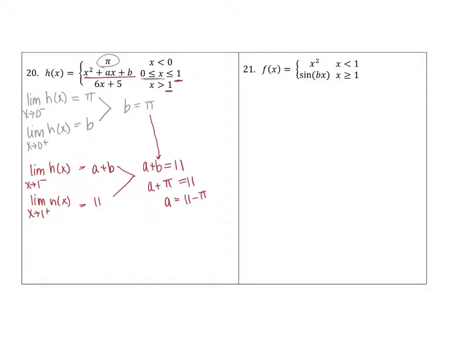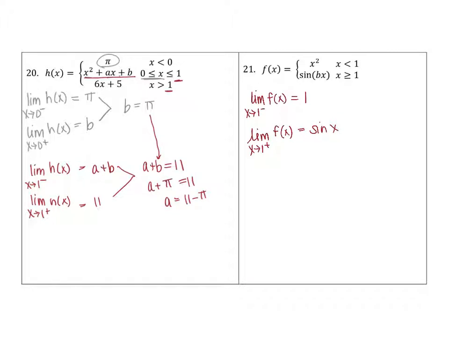Okay, number 21. Same idea again. We're going to look at our limit from the left and right. So I have the limit as x approaches 1 from the left of f of x. That's going to be 1 squared, or 1. Then I have the limit as x approaches 1 from the right of f of x. And that's going to be sine of x.